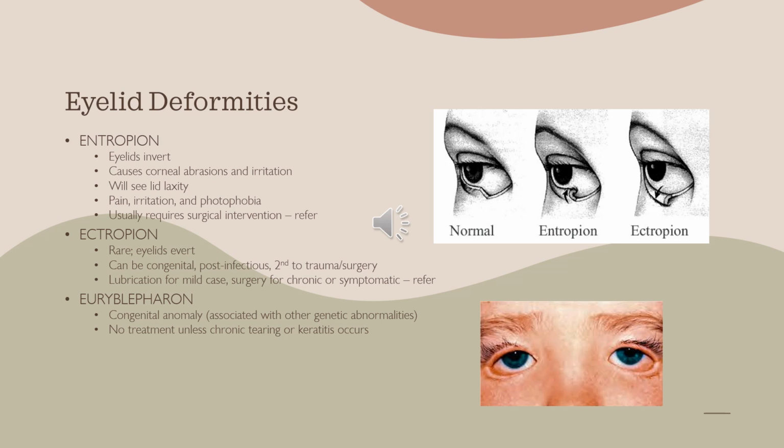So eyelid deformities, really all you need to know is that entropion is inversion of the eyelids. Ectropion is eversion of the eyelids, and it's very rare. Euryblepharon is a congenital anomaly. I put a picture there on the bottom of the slide. Probably not something you're really going to diagnose, but you may have a child or an adult in your clinic that has this.